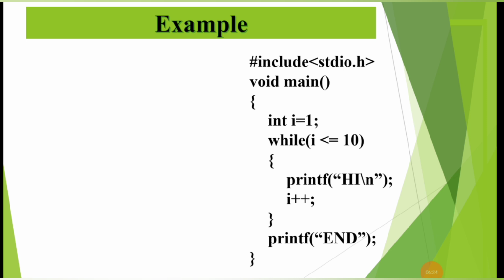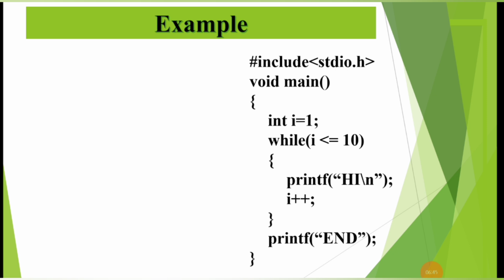So again I will be incremented by 1. Repeatedly it will print "Hi" until the while condition is false. So up to 10 it will print "Hi". After that, I is incremented by 1, so 10 is changed to 11. So now the I value is 11.